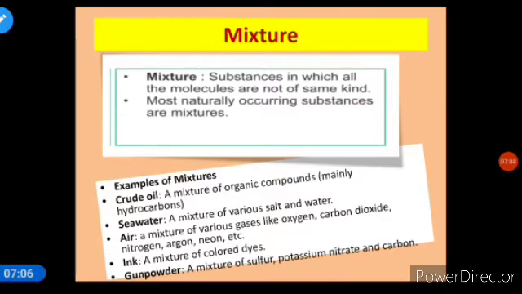For example, crude oil is a mixture of organic compounds, mainly hydrocarbons. And seawater is a mixture of salt and water. Easily, if you see air, air is a mixture of gases, oxygen, carbon dioxide, neon, argon, nitrogen, all these gases are present in air. Ink is also a mixture of color dyes. And gunpowder is a mixture of carbon, sulfur and potassium nitrate.